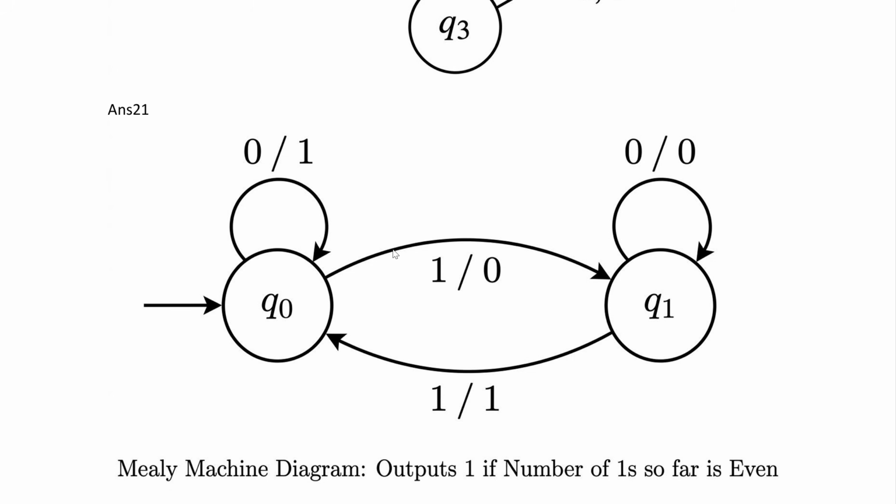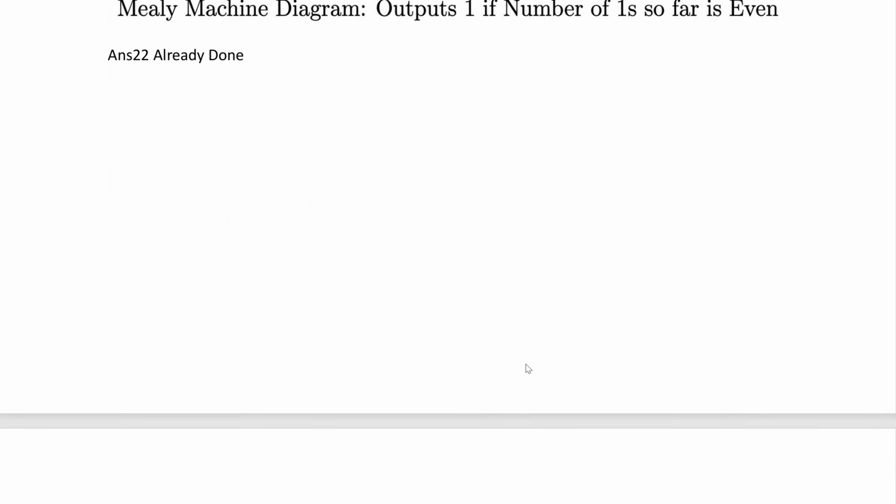I hope you have understood the problem. Before the slash, we are applying the input symbol, and after the slash, we have the output. Clear? So when we apply 1 on Q0, we get the next state Q1, but the output is 0. When we again apply 1, we reach the same state Q0, but the number of ones are even, so the output is 1, right? So in this manner, you can draw the Mealy machine.